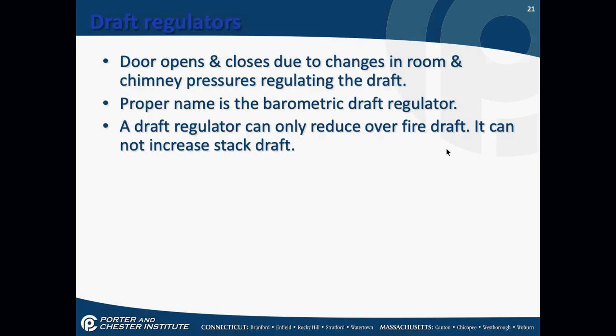The draft regulator is designed to only reduce over-fire draft. It cannot increase draft. It has one purpose, the reduction of over-fire draft. It will not increase draft. So in other words, if you don't have enough draft in the first place, the draft regulator can't fix that for you. If you have too much draft, the draft regulator can fix that problem. But it will not fix a situation where you do not have a good chimney to start with.